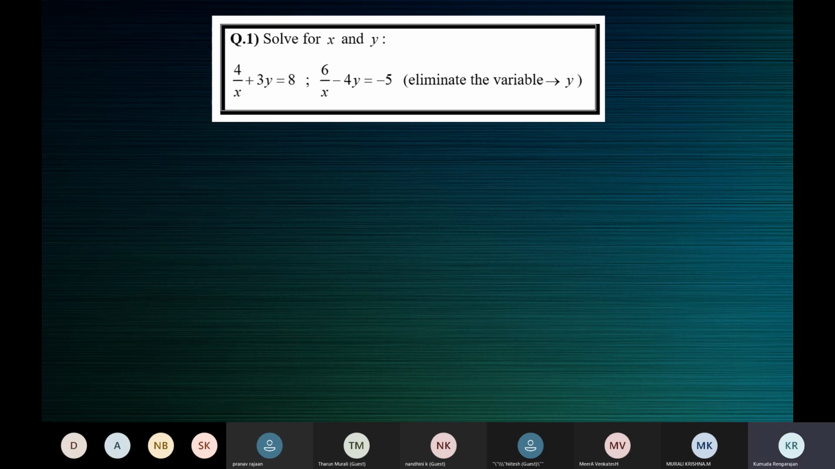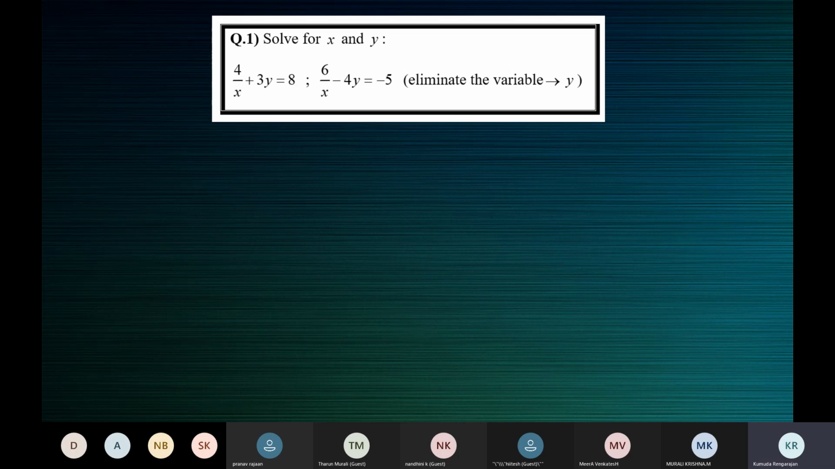So solve for x and y. You can see two equations. The heading is solve for x and y. The equations are 4 by x plus 3y. See that x is in the denominator. 4 by x plus 3y is equal to 8. 6 by x minus 4y is equal to minus 5.